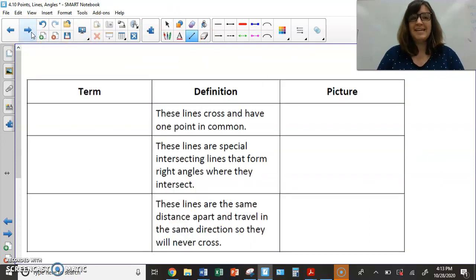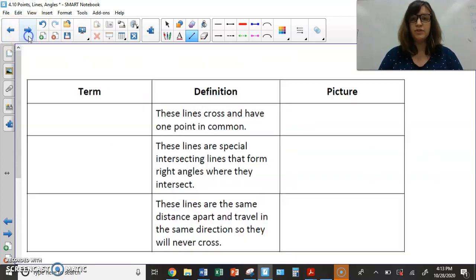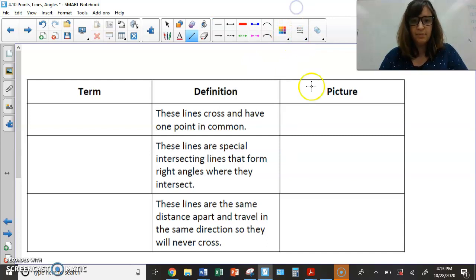So let's talk about these types of lines. Okay, so we've talked about lines and line segments and rays. So let's talk about when there's more than one and they're crossing over or next to each other. Let's talk about what they're called. So let's say these lines cross and they have one point in common. So I'm going to draw it right here, and I'm going to draw another line right here. Okay, so they are crossing right here.